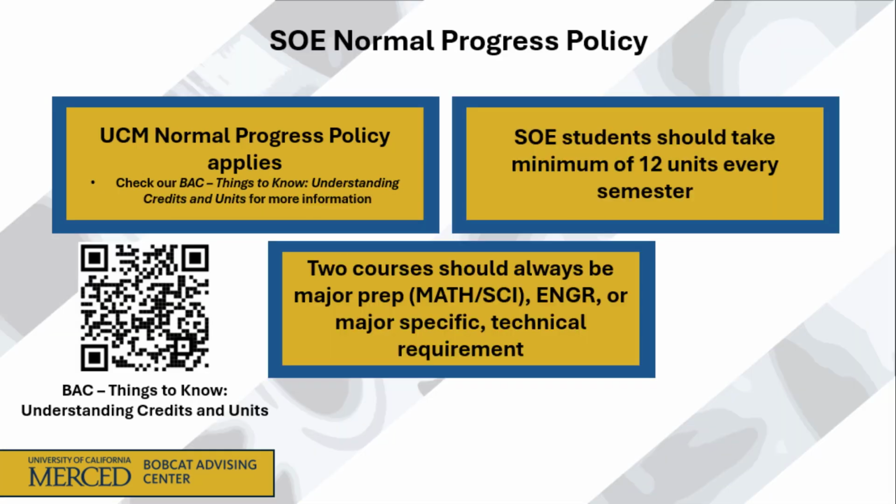I do want to cover a little bit of SOE's normal progress policy here. The School of Engineering does require that you follow along with UC Merced's normal progress policy. Definitely make sure to check out our video about how to understand your credits and units by scanning that QR code as well. In the School of Engineering, they do recommend that you always take a minimum of 12 units every semester. Lastly, you should always take a minimum of 2 courses relevant to your major. This may include math courses, science classes, engineering courses, and even your technical elective as required. Again, this is to ensure that you are completing your degree in a timely manner.